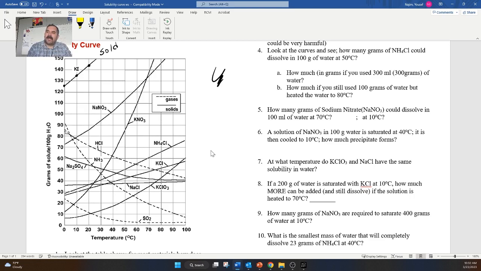Over here, we have hydrochloric acid. Hydrochloric acid comes in many forms. You can get it as a solid, a liquid, or a gas. But what we're seeing here is as we increase the temperature, it's dissolving less into the solution. So what type are we dealing with? This one is a gas. If the line goes downward like this, that's a gas.